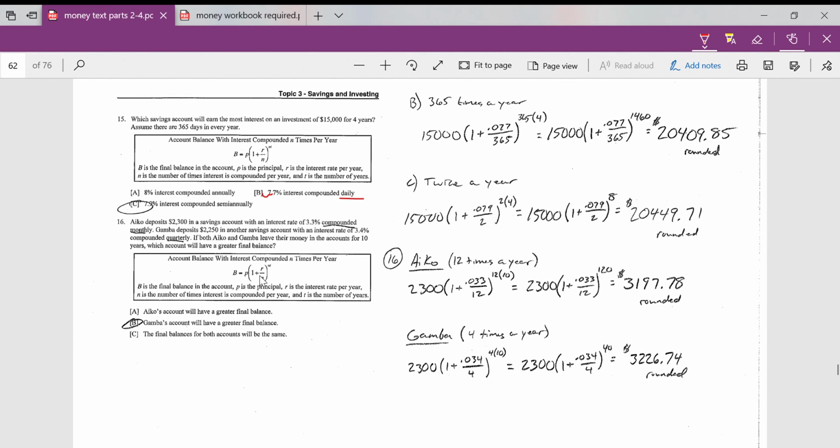I think we've done all these words now. Monthly means 12 times a year. Quarterly means 4 times a year. Up in the other problem, semi-annually is 2 times a year. Annually is once. Daily is 365.